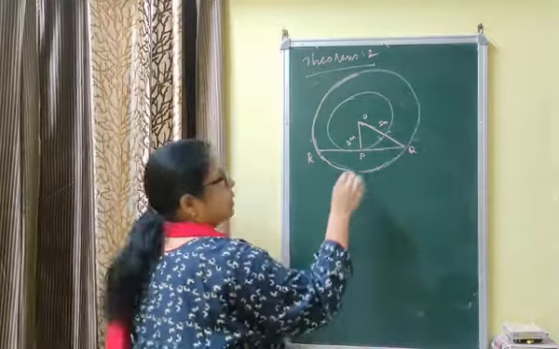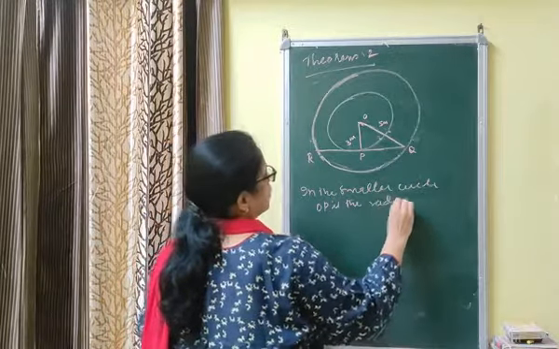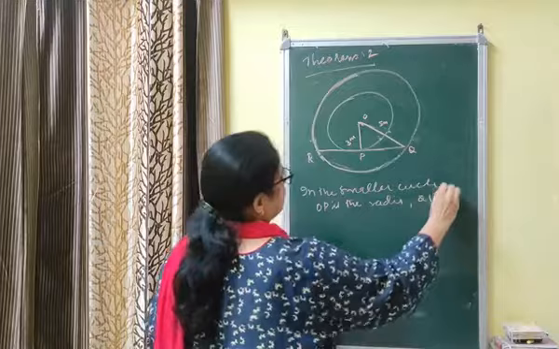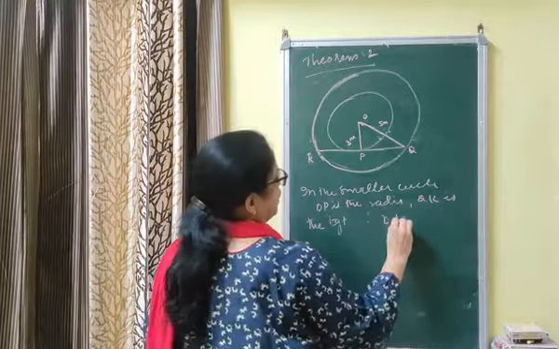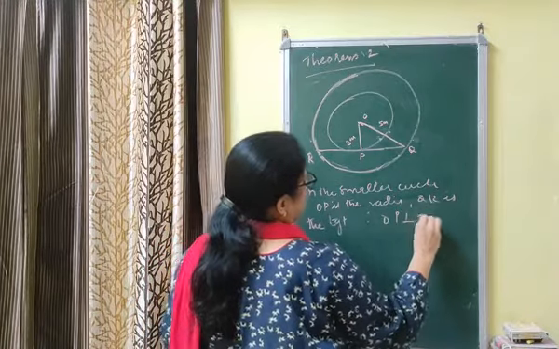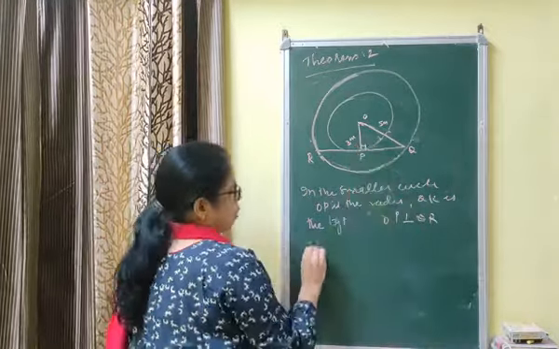Now in the smaller circle, OP is the radius and QR is the tangent. Therefore, OP is perpendicular to QR by theorem 1. That is, this is 90 degree. OP is perpendicular to QR implies PR is equal to PQ. That you studied in class 9: the perpendicular from the center to any chord of a circle bisects it.